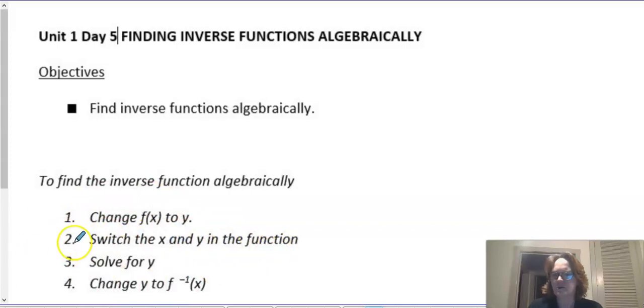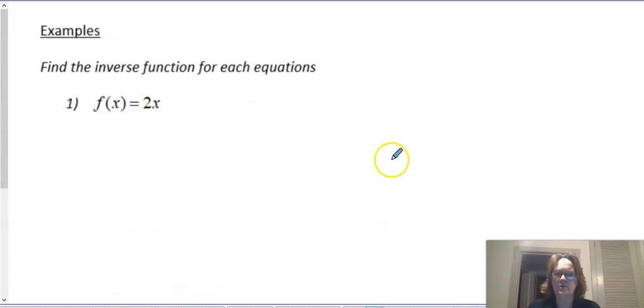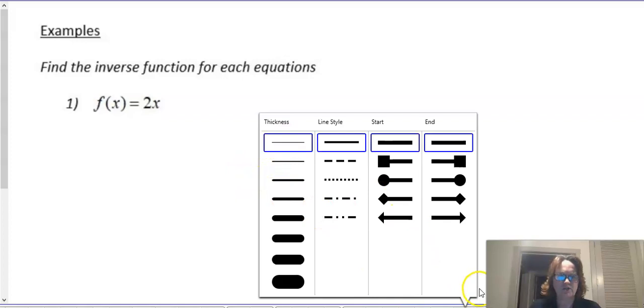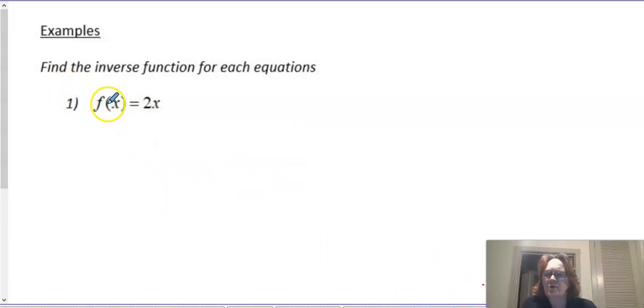We can follow those, but the whole f of x and all that might be a little bit confusing. Here's what I want you to do. I'm going to do this in red so we can see what I'm changing. I want you to change this to y, and you can write over it or you can rewrite it. So we're going to change this to y equals 2x.